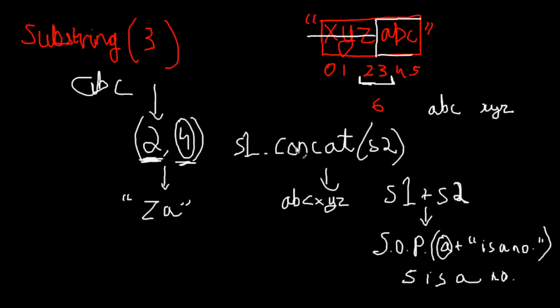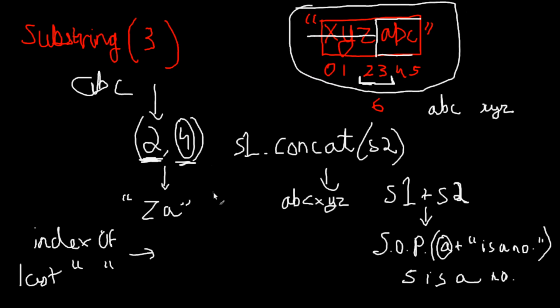Index of and last index of, again section A. The name suggests that they will return you the index of a certain character and the last index of a certain character in a given string. So say my string is still this x, y, z, a, b, c, and I say a dot index of, if my string is called a, and in brackets I say a character, say y.